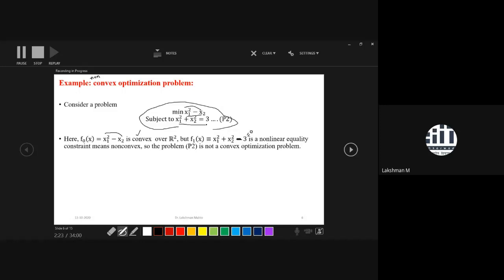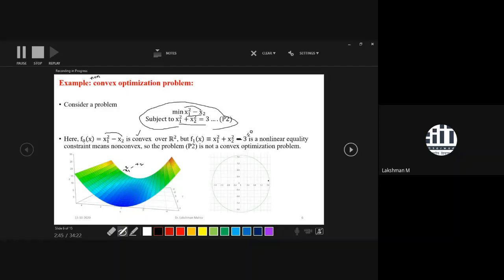So you can see the plot of the objective function. This is a plot of x1 square minus x2. I have plotted all these from Academo. You can plot all these; that one is an online plotter.